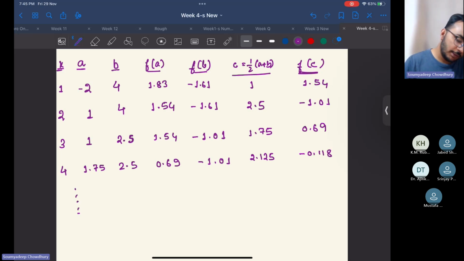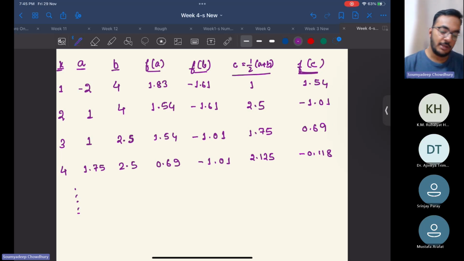Like this, we have to continue until this f of c approaches almost 0. Because what is the solution actually? c will be the final solution. The value of c when f of c is almost 0, that is, it crosses the tolerance limit, then we can say that our solution has approached the actual solution.